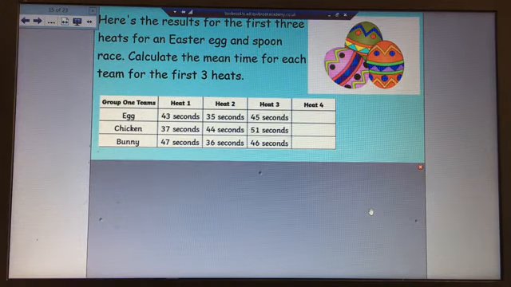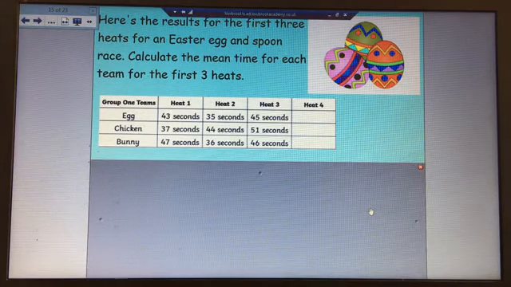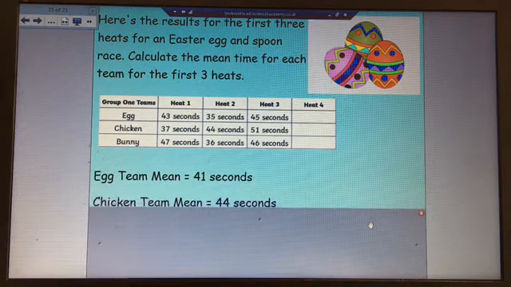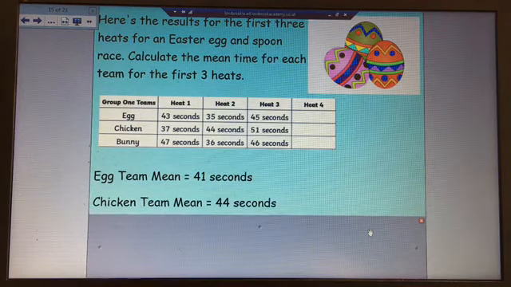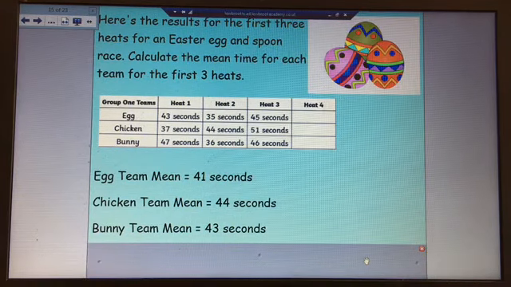Okay, so I'm going to go through it. So if you remember, to find the mean, you add all the numbers together, then divide them by the amount of numbers. So for the egg team, you'd add 43, add 35, add 45, and then divide it by 3. So you should have worked out that the eggs team's mean time was 41 seconds. The chicken team's mean time was 44 seconds. And the bunny's team mean time was 43 seconds.